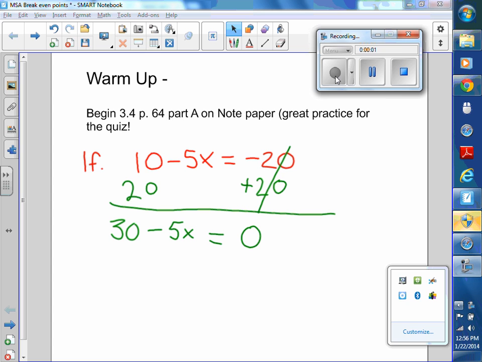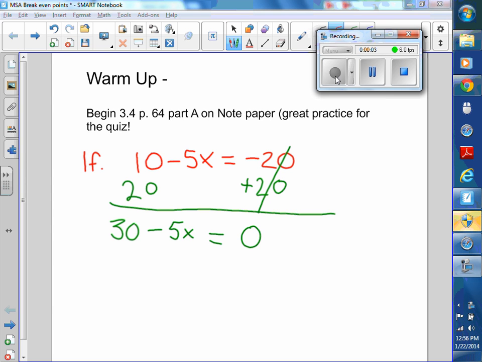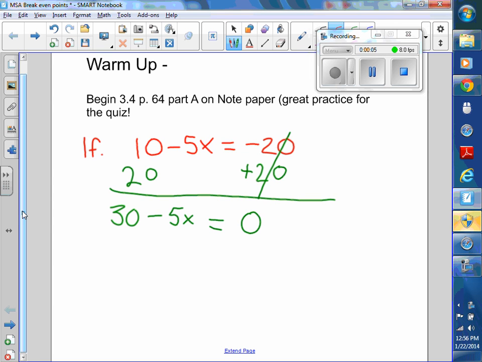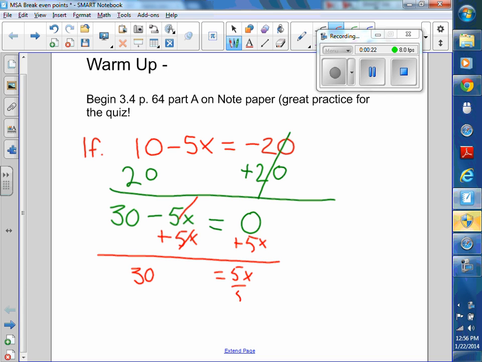We're going to just record some of these, because we'll call it a quiz review. So if you added 20 to both sides, then you could add 5x to both sides. People that do this sometimes do this because they want to avoid the negatives, and that's fine. So this gives them 30 equals 5x. Divide by 5, and you get x equals 6.